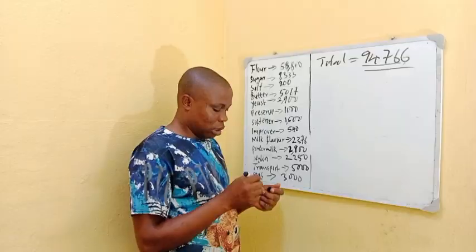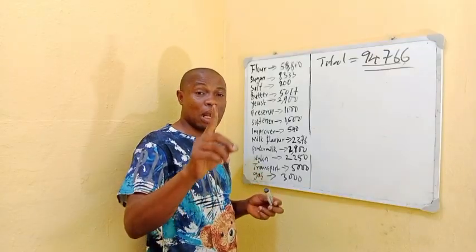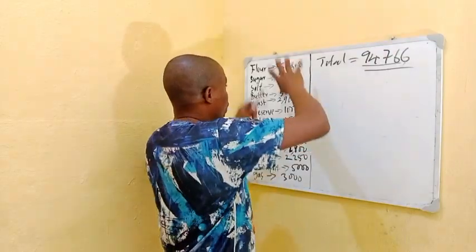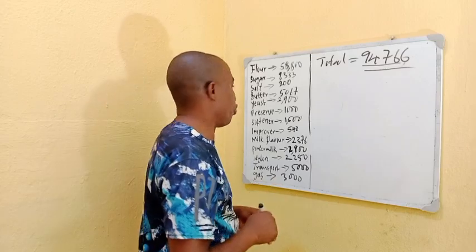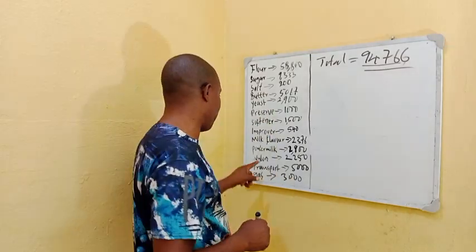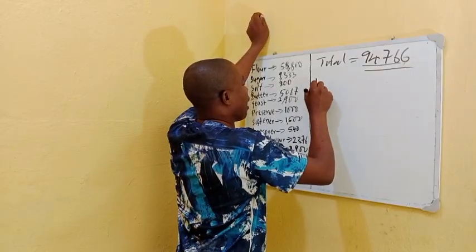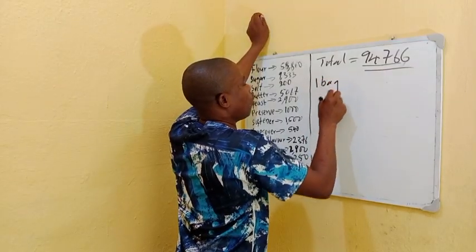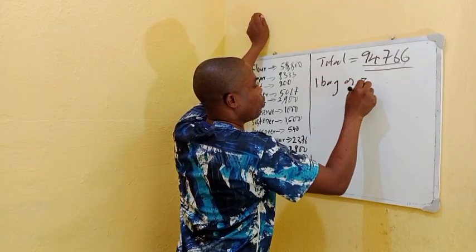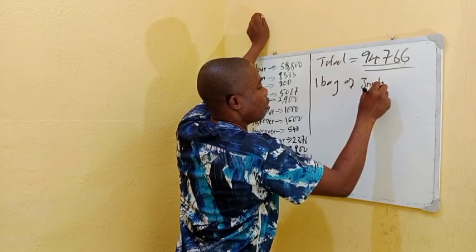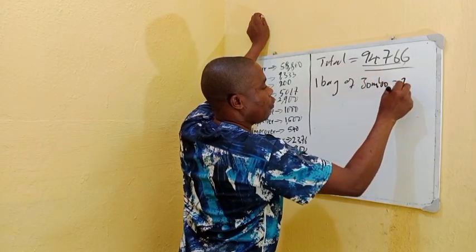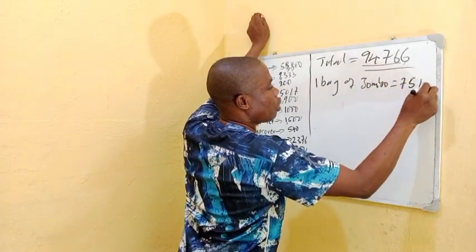Now let's get the total cost of production per loaf. So this is the total cost of the whole bag. Now remember, in our calculation for nylon, I told you that one bag of jumbo will be equal to 75 loaves.